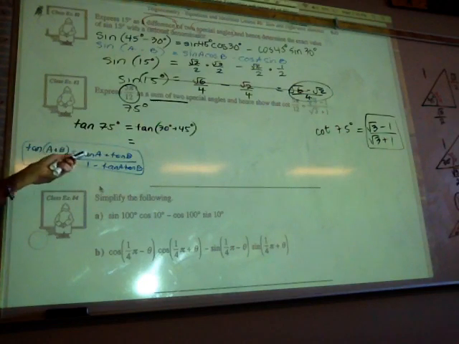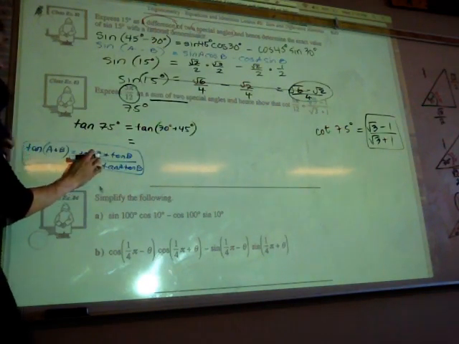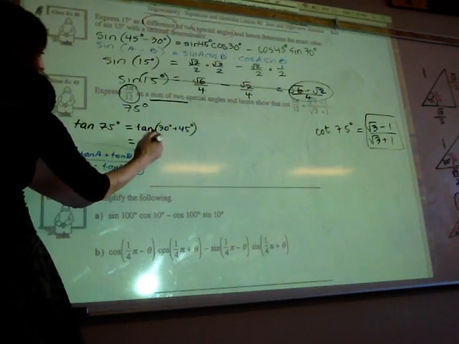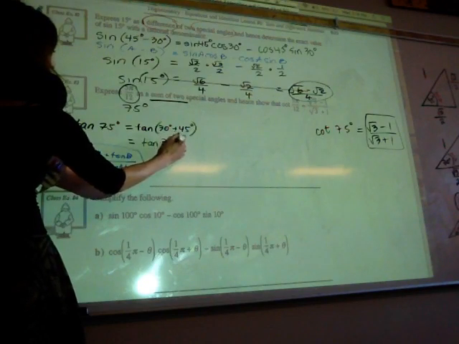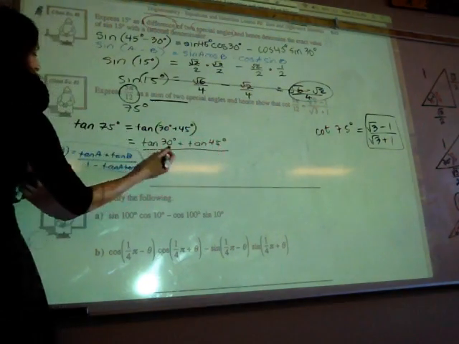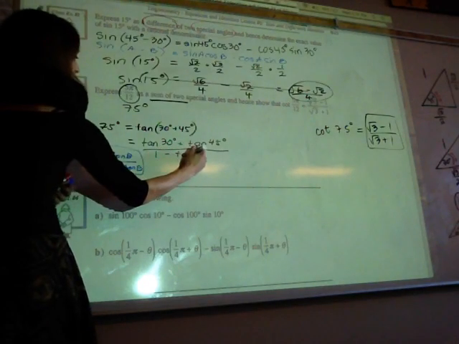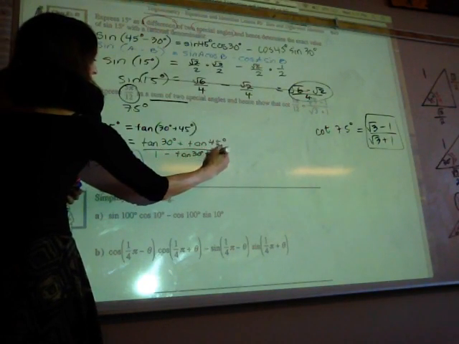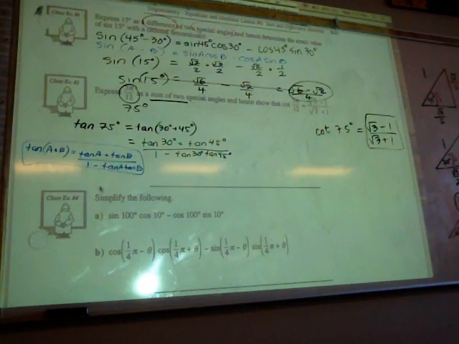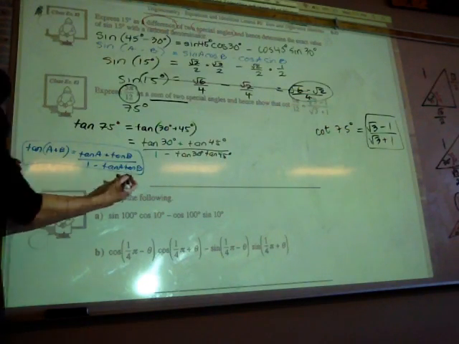Okay, so our A is 30 degrees and our B is 45 degrees. So we're just going to replace the A's with 30 degrees, B's with 45. We have tan 30 plus tan 45 all over 1 minus tan 30 degrees times tan 45 degrees. Then we're going to look at our special triangles and get the values.